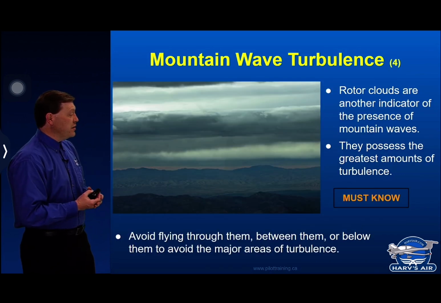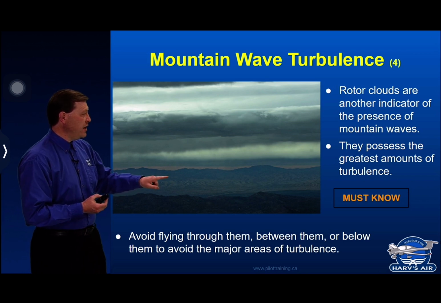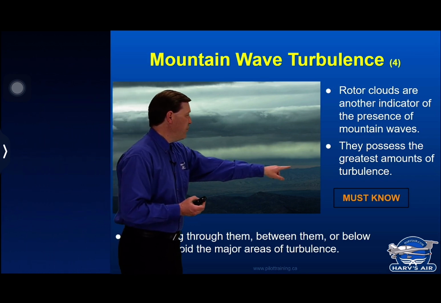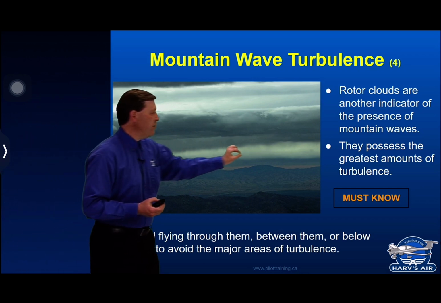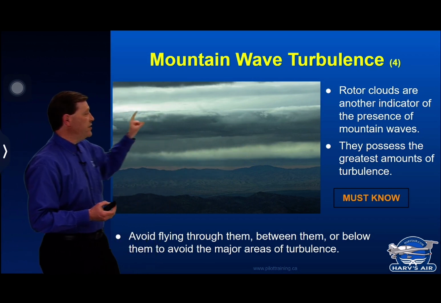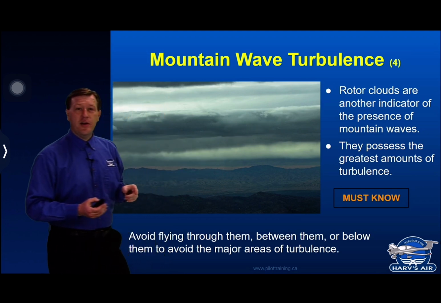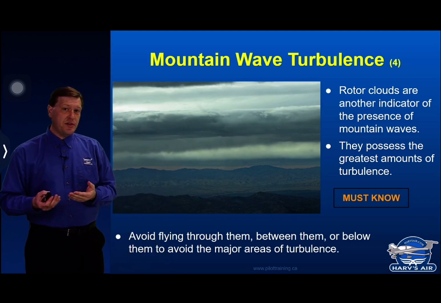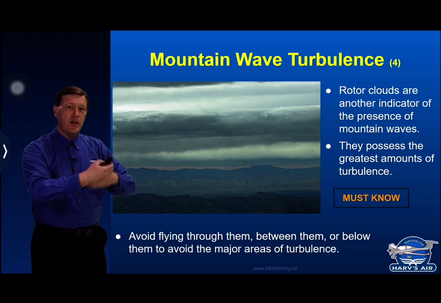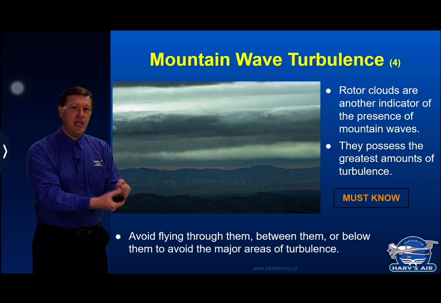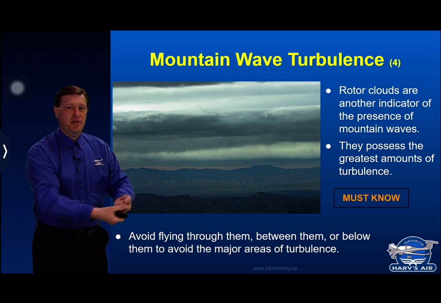Here's a picture of some of those rotor clouds. You can see in the distance here, we've got the ridge of mountains right in through there. And then notice we've got the first rotor here, and then we've got the second rotor right here. If you could actually see these, they literally do appear to roll over. They almost look like somebody who's taking bread and kneading it.